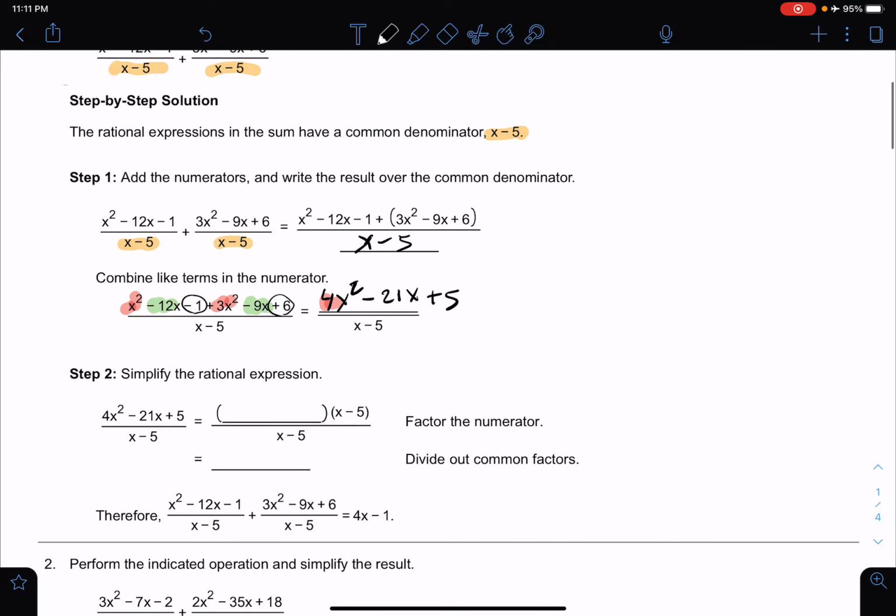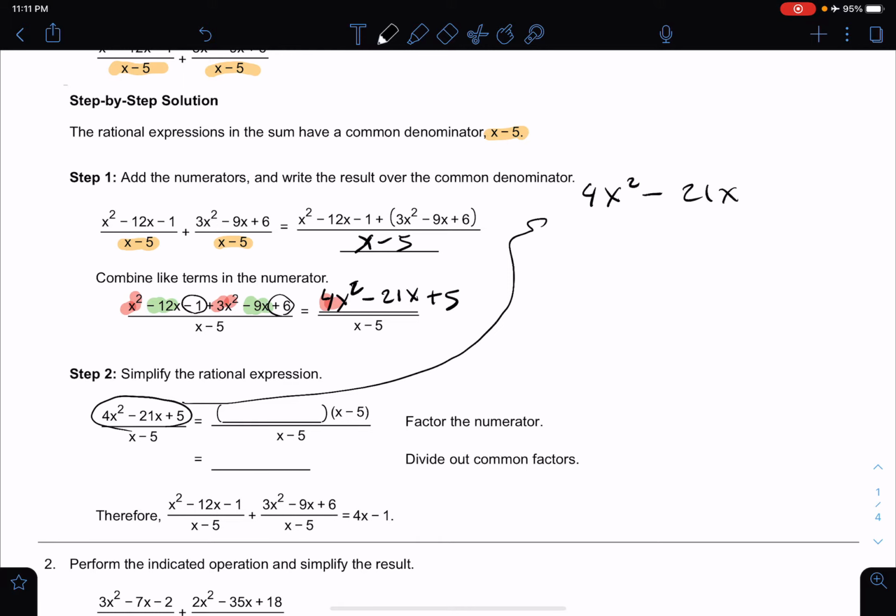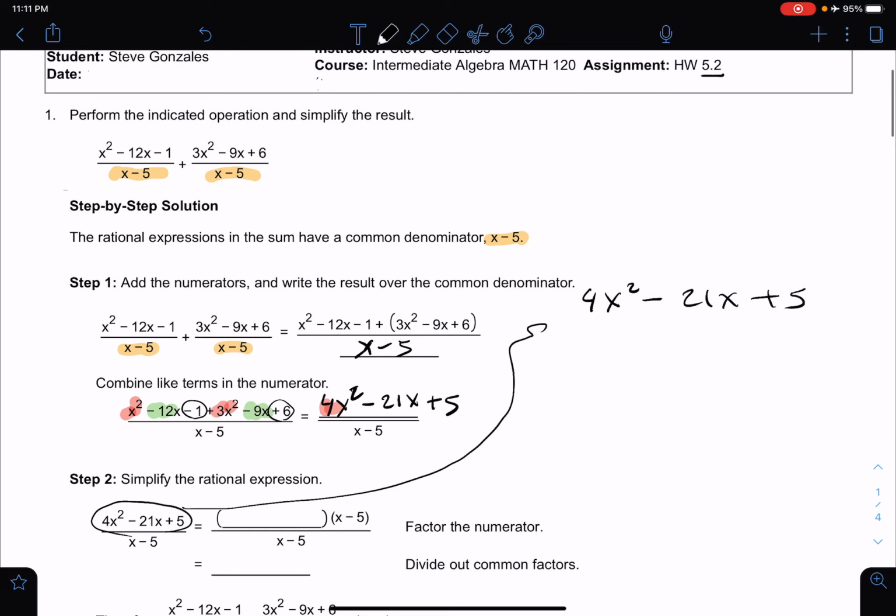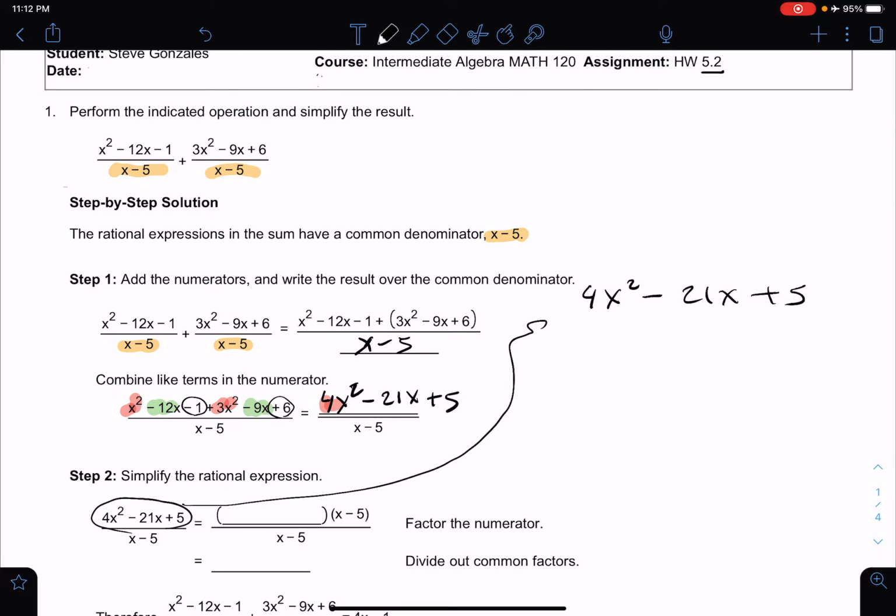Now we want to simplify the rational expression. And you know how to simplify this. We have to factor it. So let's go ahead and do that up here. We have 4x squared minus 21x plus 5. Now remember, because the leading coefficient is something other than 1, we're going to have to multiply 5 times 4 to get our 20.